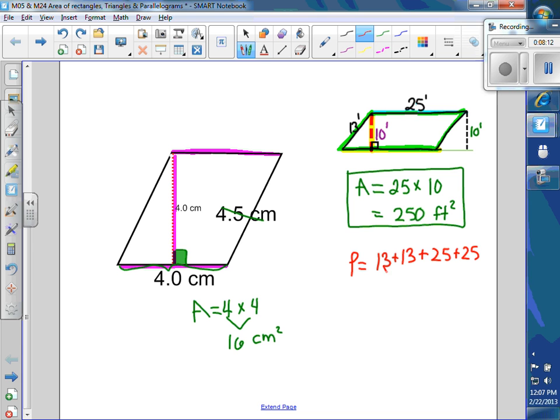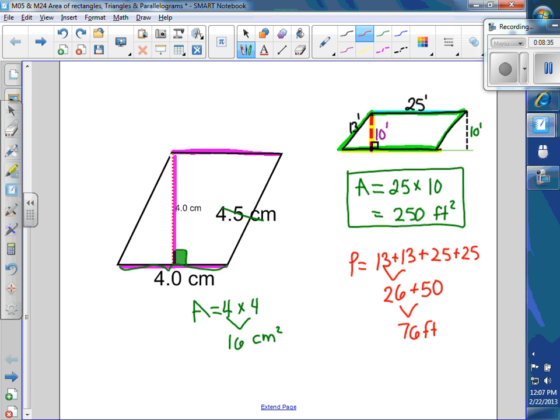So we really end up adding all 4 sides up for perimeter. So when we do that, we get 76. And since it's not square units, because it's not how much fits inside, it's like how much string you could wrap around something, we just say 76 feet. That's the perimeter.